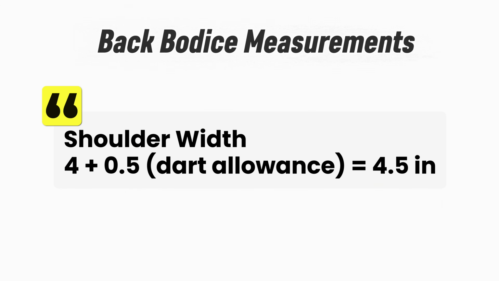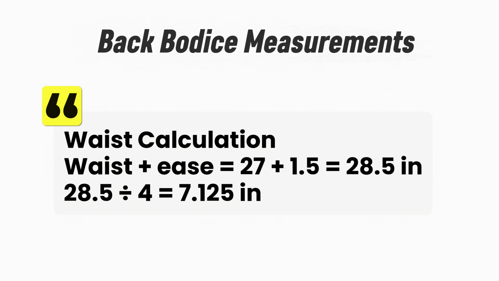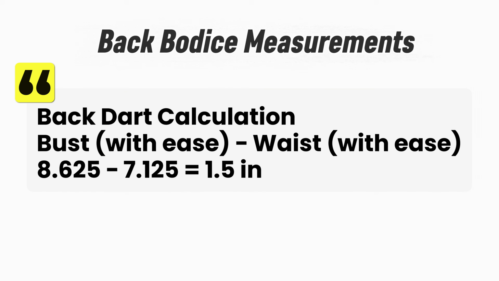For the shoulder, take your shoulder measurement and add extra allowance for the dart. Now for the waist, add ease to your waist measurement and divide the total by 4. To find the back dart intake, subtract the waist measurement from the bust measurement after adding ease.